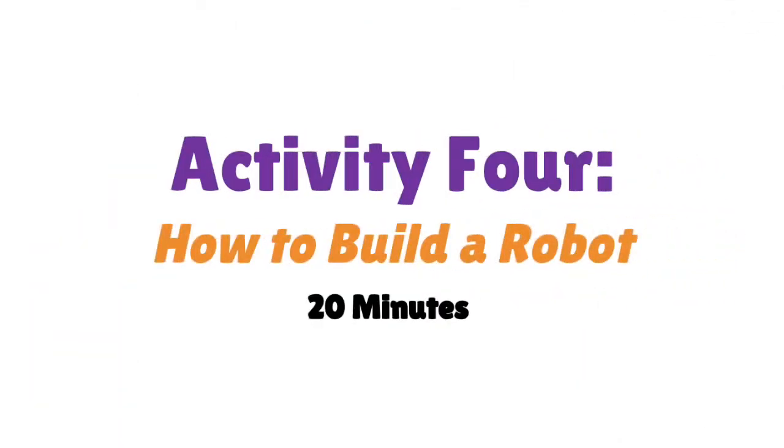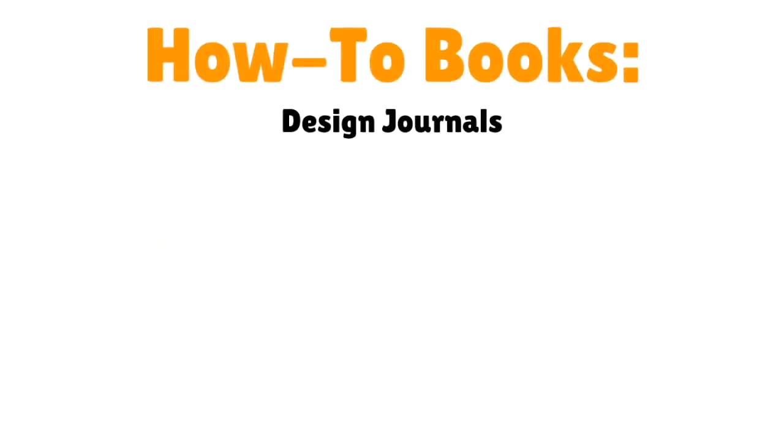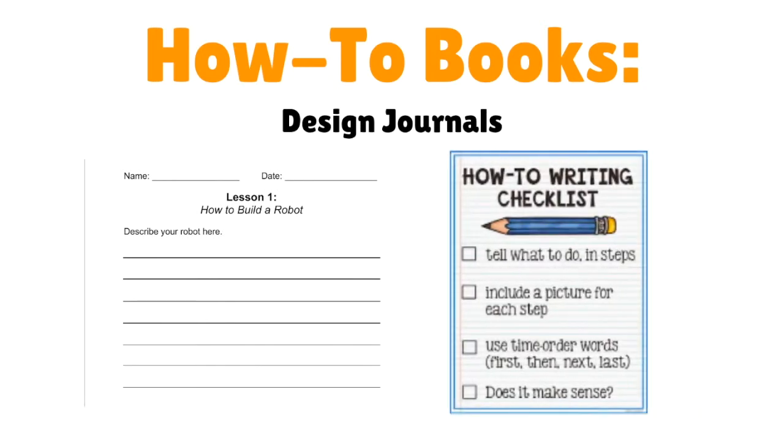Our fourth activity is how to build a robot. We are going to be making how-to books. The students will be introduced to their design journals and will create a series of steps with words and pictures on how to build their own robot. This activity should take 20 minutes.